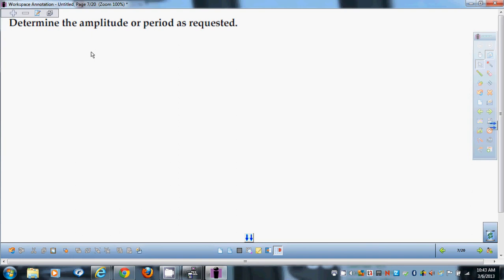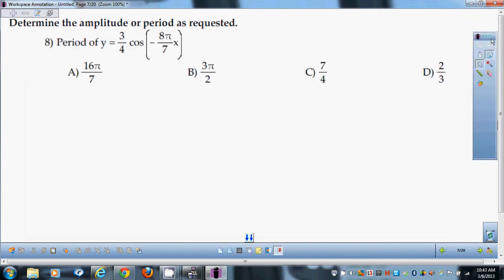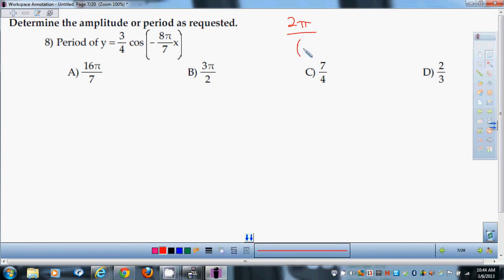Which one did it ask us for? Period? Who can tell me how to find period? 2 pi over b. Negative c over b is the phase shift. So what's our b value? Negative 8 pi over 7. Now how do I divide a fraction by a fraction? Flip it and multiply. So cancel. Cancel. This reduces to 1/4. So, oops, that should go on the bottom. What is that, negative 7 over 4?